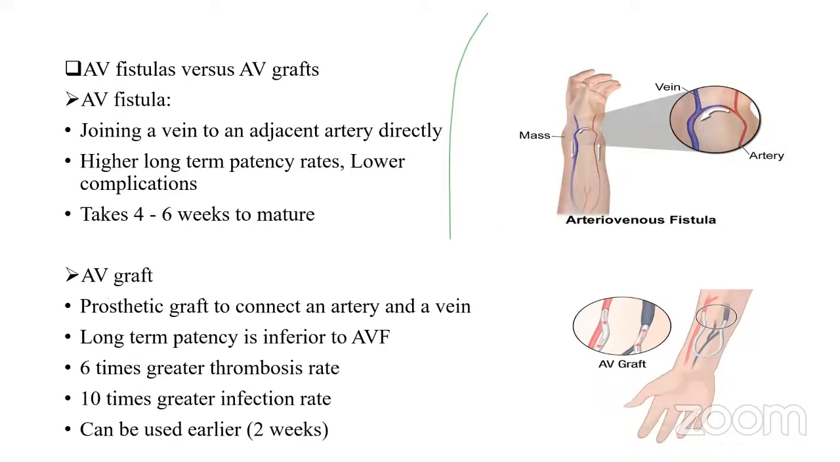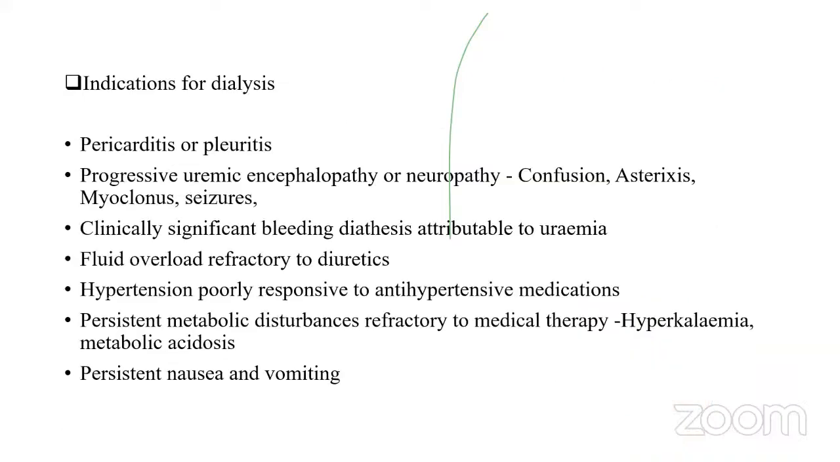AV fistula versus AV graft. An AV fistula joins a vein to an adjacent artery directly. It has a higher long-term patency rate and lower complications. It takes around 4 to 6 weeks to mature. An AV graft is a prosthetic graft used to connect an artery and a vein. Long-term patency is inferior to an AV fistula, and it has a 6 times greater thrombosis rate and 10 times greater infection rate. It can be used earlier, within 2 weeks.